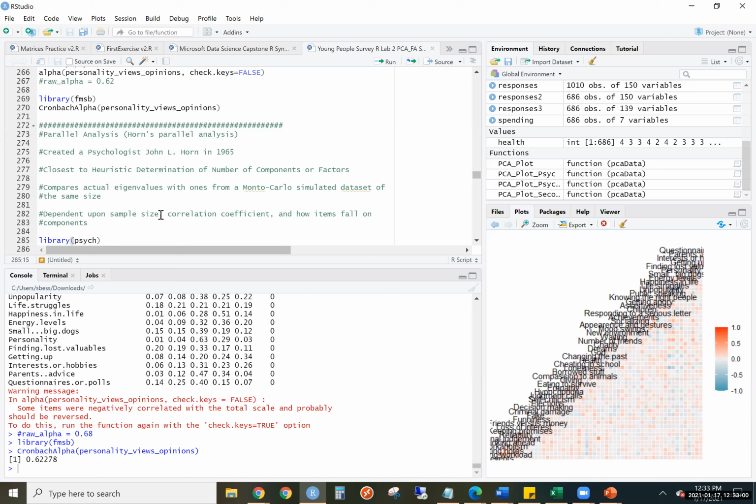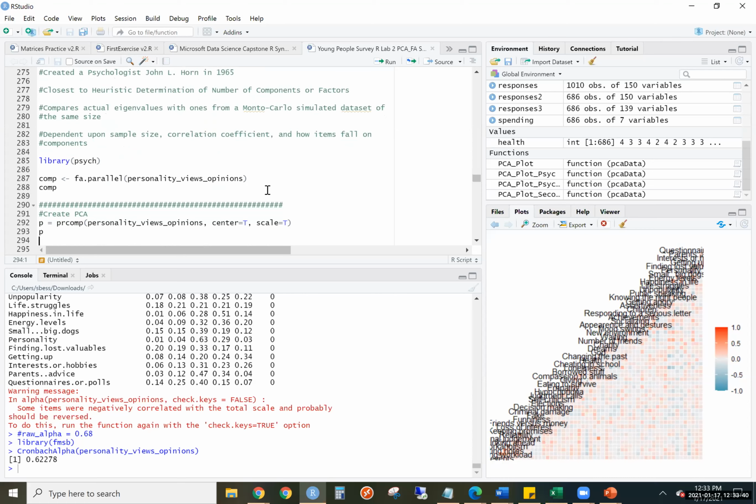So that's the fourth way that we can determine the number of components or factors, using parallel analysis, which was created, not too surprisingly, by a psychologist, John L. Horn, in 1965. And this is as close as you can get to a heuristic, objective way of coming up with the number of components. It uses Monte Carlo simulation, where it uses the actual data set, a lot of times, to come up with an idea of what the theoretical solution would be if you were dealing with the population overall, as to the number of eigenvalues and eigenvectors that you should use for your number of components.